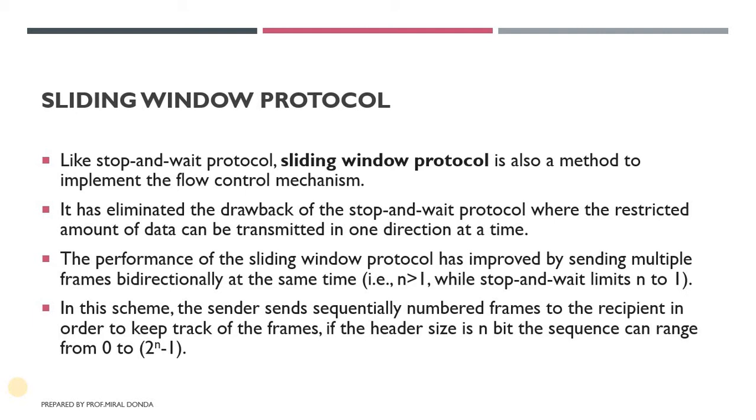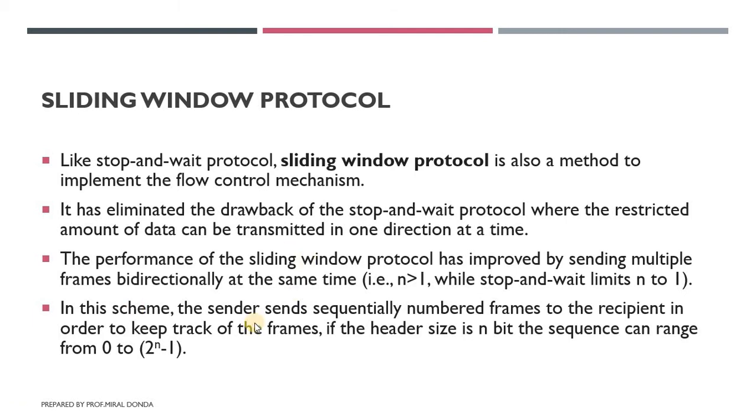If the header size is 3, then the sequence range can be from 0 to 2 raised to n minus 1. So it becomes 0 to 2 raised to 3 minus 1. 2 raised to 3 is equal to 8, minus 1. So it becomes 0 to 7. So here the range of the sequence numbers becomes 0 to 7. This is how the sequence number is assigned to the packets.